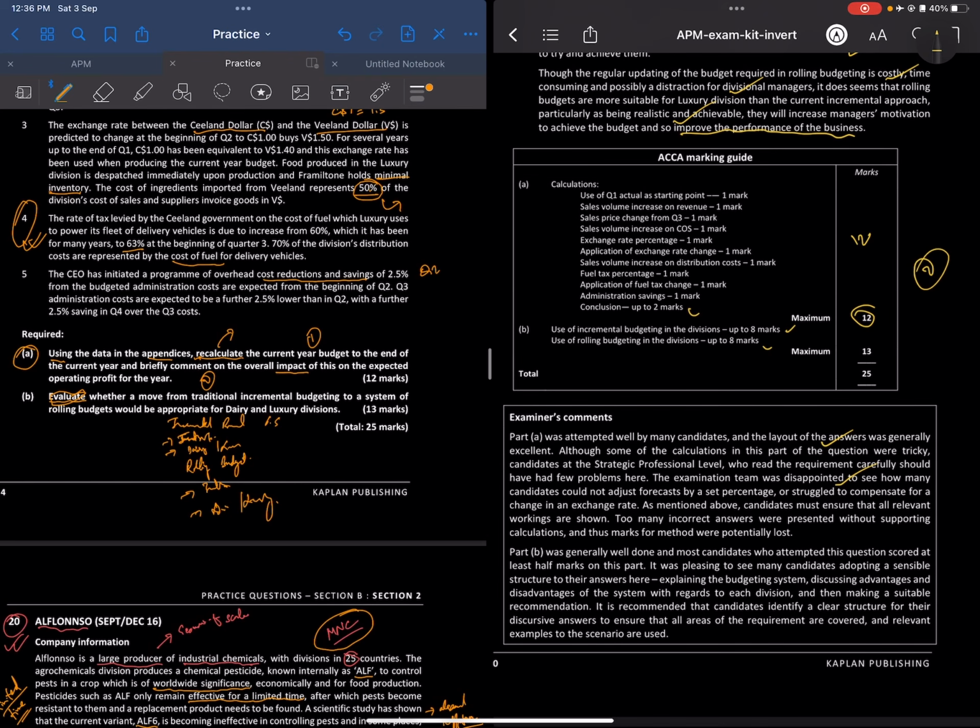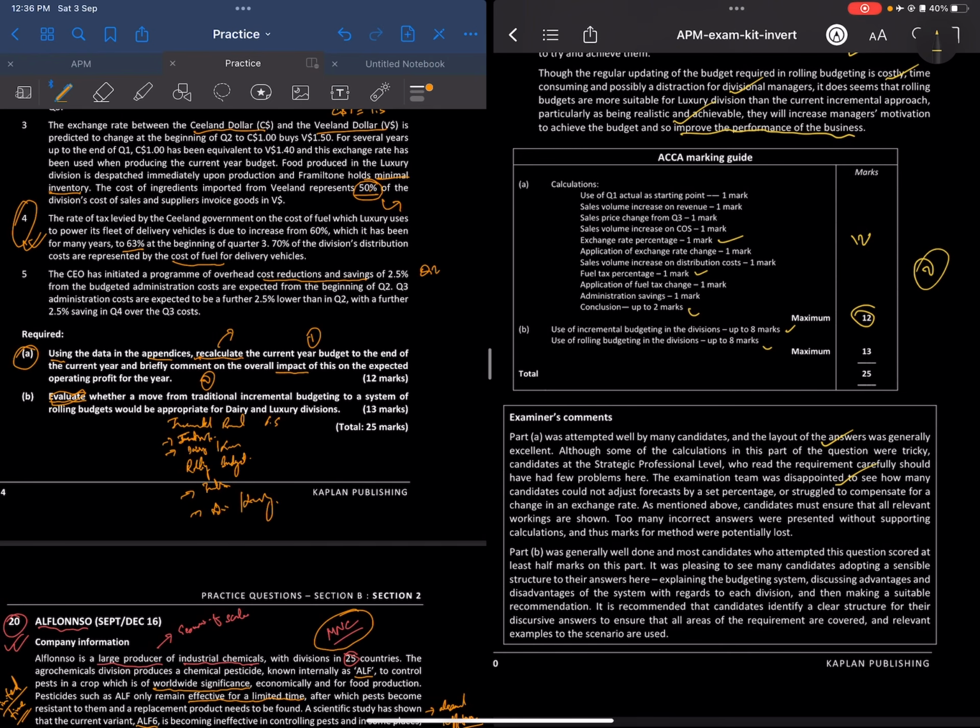Change in exchange rate. How much were the marks? Exchange rate percentage was 1 mark, and application of exchange rate was 1 mark, right? Fuel tax percentage was 1 mark. As mentioned, candidates must ensure all relevant workings are shown. Too many incorrect answers were presented without supporting calculations, thus marks for the methods were potentially lost. So they did not show the method.